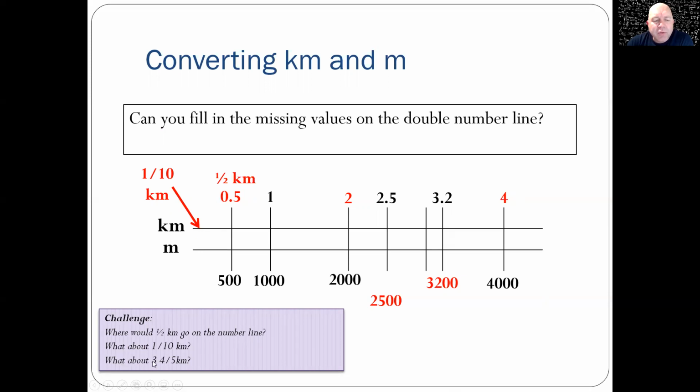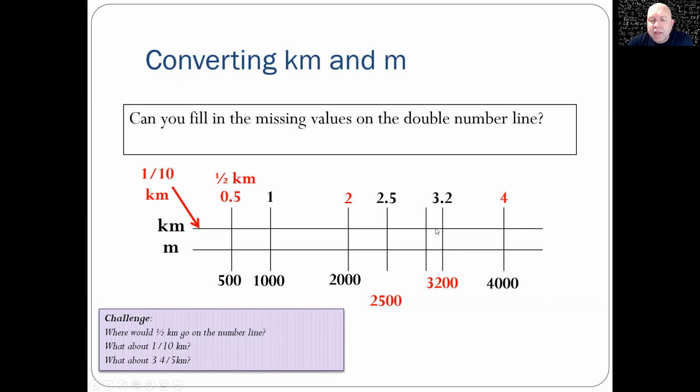And what about this final one? 3 4/5? Well, let's make it easier for ourselves. Let's turn the 4/5 into tenths, because we understand tenths on a number line. So we've got 4/5. If we multiply top and bottom, numerator and denominator, by 2, then we're going to get 3 8/10. So where would 3 8/10 go? Well, there's 3 and there's 4. So the 8/10 is somewhere in between here.